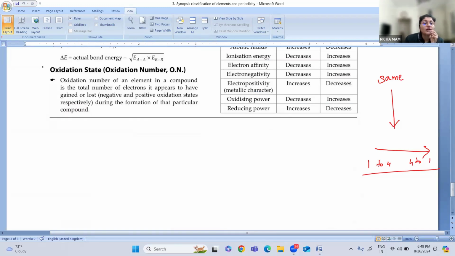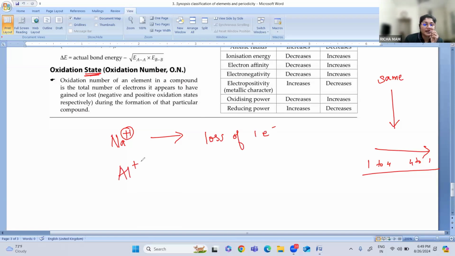It is the total number of electrons it appears to have gained or lost during the formation of a particular compound. Okay, oxidation state. Now suppose Na plus. Na plus means what? It has lost 1 electron. So plus means there is a loss of 1 electron.